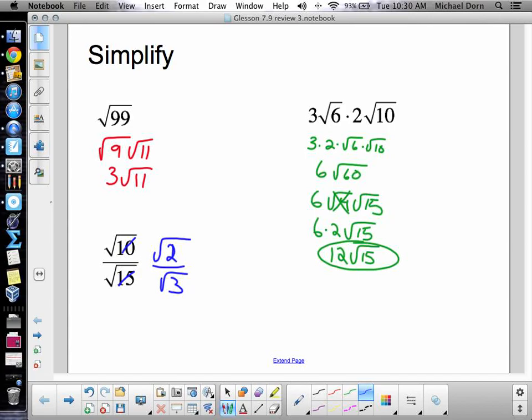Now we simplify it. How are we going to rationalize that? Root 3 over root 3. That gives me root 6 over 3. So simplifying radicals is definitely going to be part of this quiz. The first few questions on this chapter test are just that. It's a review. And it's an important skill to have as we're going through this.